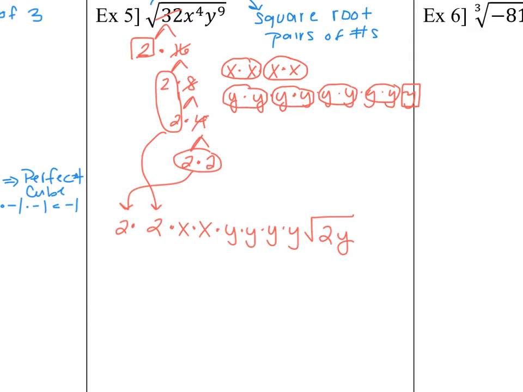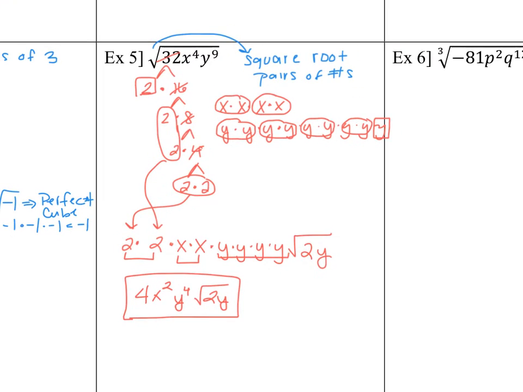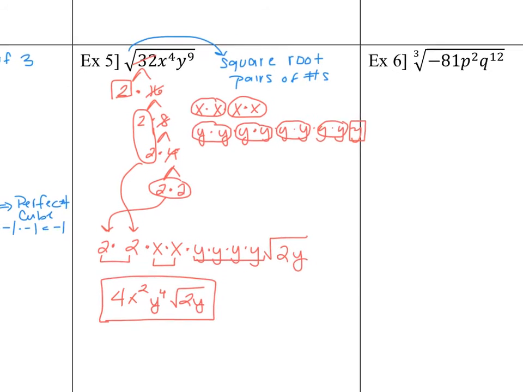Now, let's clean this up a little bit. 2 times 2 makes 4. X times x, I can shorten up into x squared. Y times y times y times y, I can shorten up into y to the 4th. And then square root of 2y. There's the simplified version of the square root of 32 x to the 4th y to the 9th. So variables act just like numbers do. Break them apart, pair them up, or group them up, whichever you need to do.